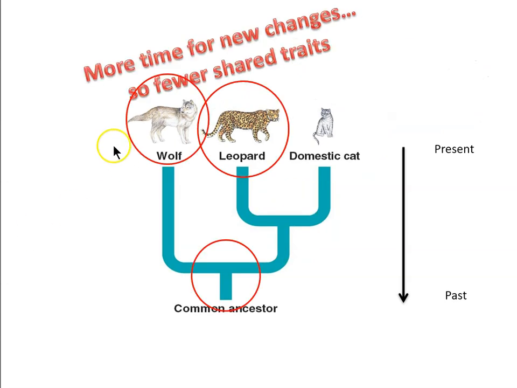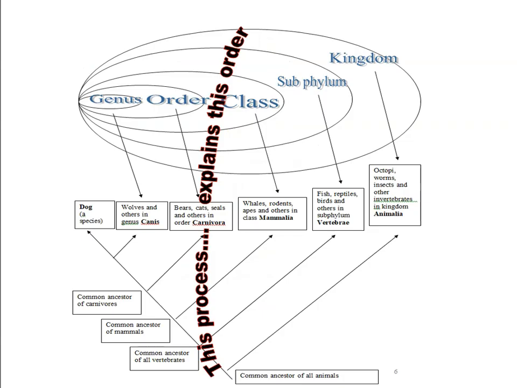By contrast, the wolf and the leopard are more different because their ancestor was farther back in time. They have fewer shared traits because there was more time for evolution to equip the species with different adaptations. And so we get more differences. They share fewer traits. Now, in this diagram, we're going to make a direct connection between the classification system, kingdom, phylum, class, order, family, genus, species, and an evolutionary process captured in an evolutionary tree.